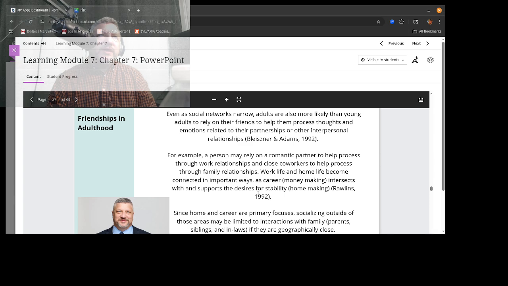When we think about adulthood friendships, even though our social network narrows, adults are more likely than young adults to rely on their friends to help them process thoughts and emotions, especially those related to their partners.